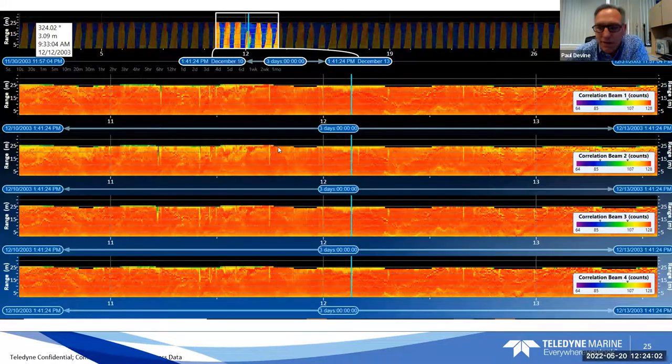So if we look at the correlation among all four beams, beam one, beam two, beam three, and beam four, we see consistency. And during these periods where we have passing vessels, we're seeing a reduction in correlation. And this beam, beam number four, during this period here, beam one, two, and three saw the ship, and beam four only partially saw it. So the ship passed within our sample volume, where one beam didn't see it. But during this period of interest, where the ocean skipped a beat, good correlation, slightly reduced correlation at the surface, but all four beams are consistent.